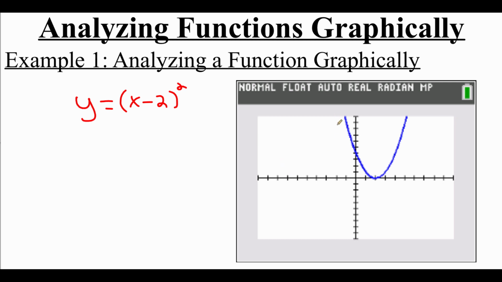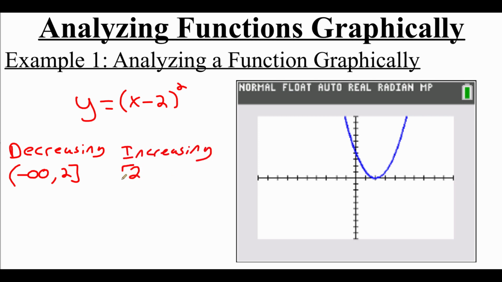As we look at our graph, first we've got a piece of our graph that's going down, and then once we hit an x value of 2, it looks like our graph turns and starts heading up. So what we can say about this graph is it's decreasing on the interval from negative infinity until we hit an x value of 2, and then it's increasing from that x value of 2 all the way out to the right until we hit positive infinity.